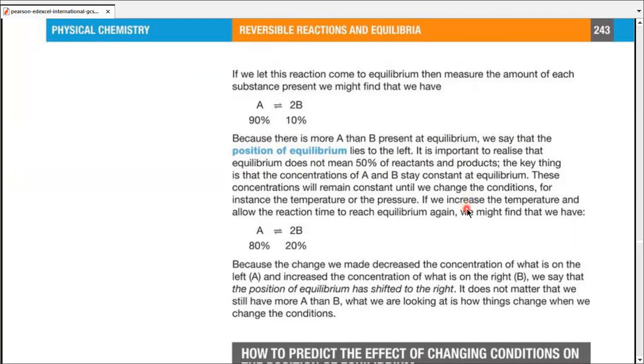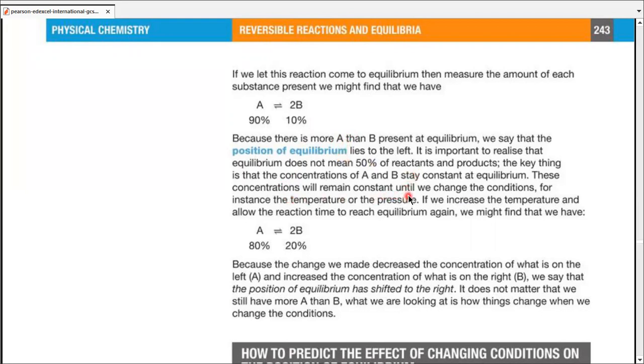I was saying most of the time students try to assume that equilibrium means that there would be 50% of reactants and 50% of products. That is not true. The key thing is that the concentration of A and B will stay constant at equilibrium no matter what the concentrations are. The concentrations can be 90 and 10, 80 and 20, 70 and 30, 1 and 99, 50 and 50. It can be anything. You don't have to hard and fast put up a rule that it is supposed to be this percentage.